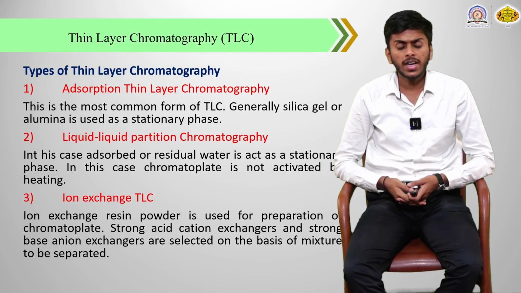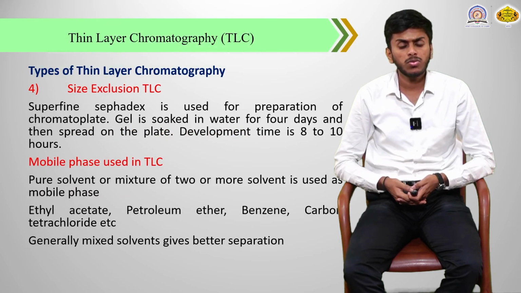There are again types of thin layer chromatography. First is adsorption chromatography, then liquid-liquid partition chromatography, ion exchange TLC, and fourth is size exclusion TLC. Mobile phases used in TLC are ethyl acetate, petroleum ether, benzene, CCl4. Generally, different solvents are mixed for better separation.